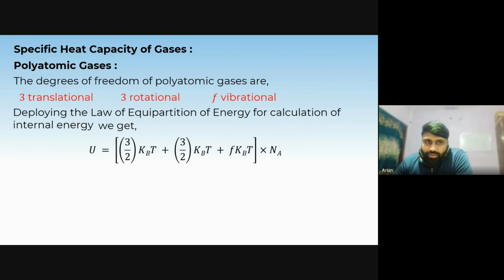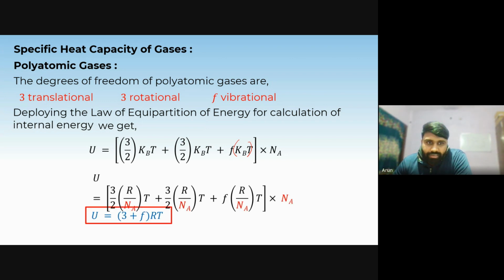Now, if you calculate the total energy: 3 by 2 kB T for translation, 3 by 2 kB T for rotation, that is 3 into half kBT, and F into kBT for vibration, because for vibration we have seen it is kBT, not half kBT, because it possesses kinetic plus potential energy also. So the total energy you will have here is 3 plus F into RT.